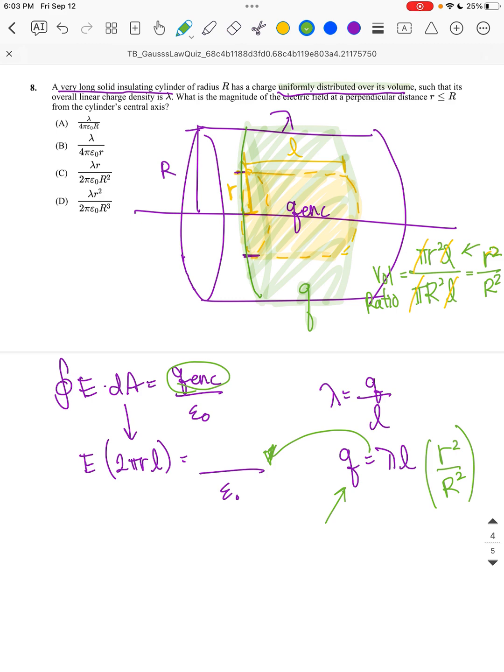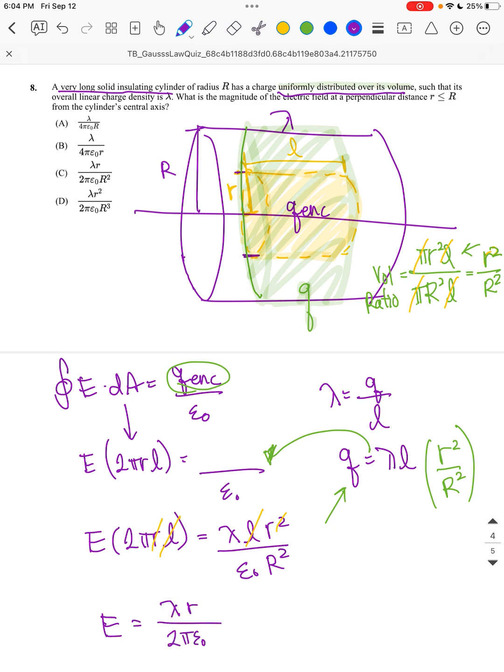So I'm going to plug that in. E times 2 pi r L. My Q enclosed for this small area is going to be lambda L r squared over big R squared, over epsilon naught. We have a few variables that end up canceling, but not a ton. And then I'm going to isolate the electric field to get lambda r over 2 pi epsilon naught big R squared. And the answer in the key here would be C.